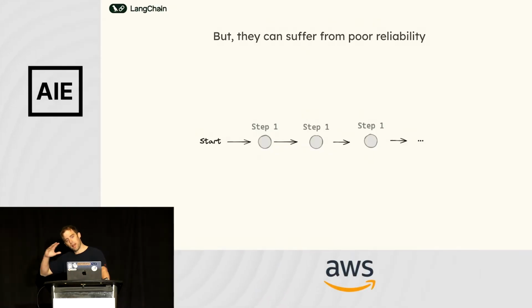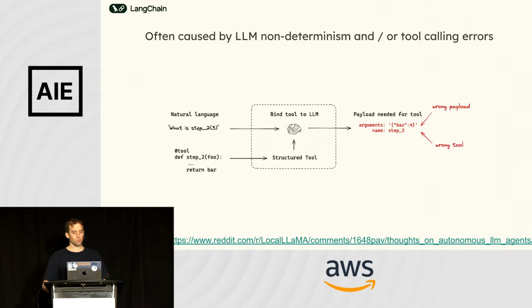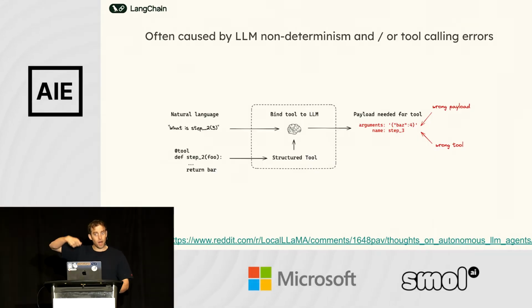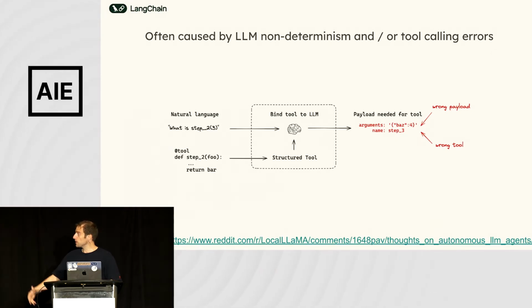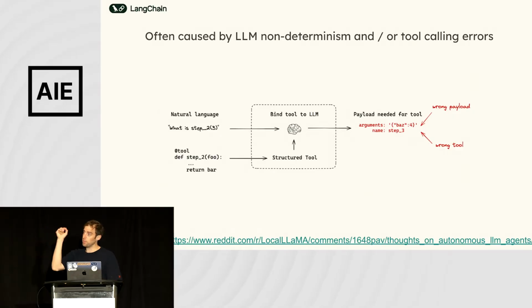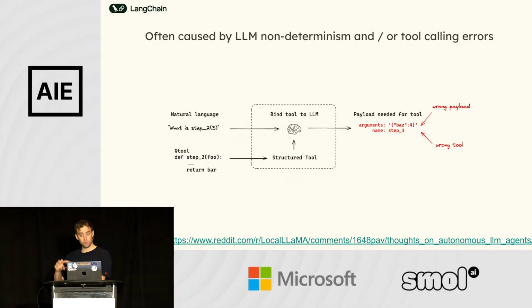The catch is, and this is the crux of what we're getting to with this workshop, they do have poor reliability, or they can. If you've played with agents, sometimes you can see they get caught on one step and keep calling the same tool. And really this is often caused by LLM non-determinism, LLMs are not deterministic, and also errors in tool calling. Tool calling is tricky. If you think about it, the LLM has to pick the right tool given the input, and it has to pick the right payload, so it has to produce the right inputs needed to run the tool. And these both can break.